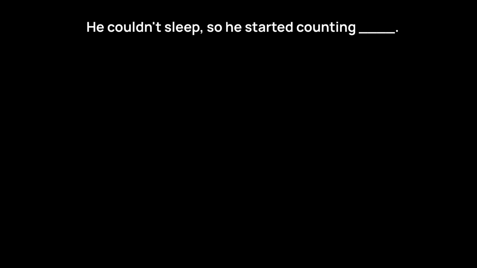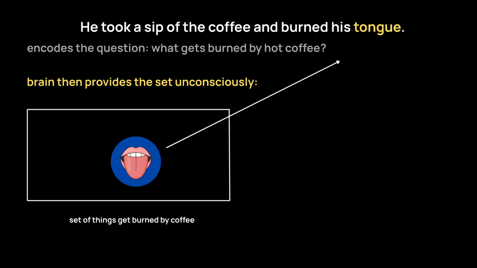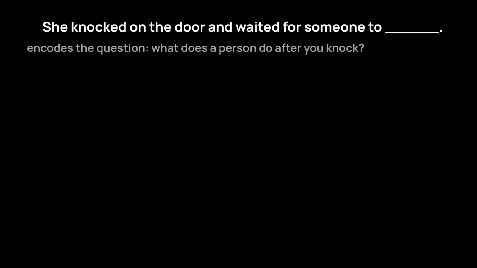And I'm gonna give you 5 more examples of this. He couldn't sleep, so he started counting. Context-encoded question, what do you count when you can't sleep? Answer, sheep. He took a sip of coffee and burned his. Context-encoded question, what gets burned by hot coffee? Answer, tongue. She knocked on the door and waited for someone to. Context-encoded question, what does a person do after you knock?